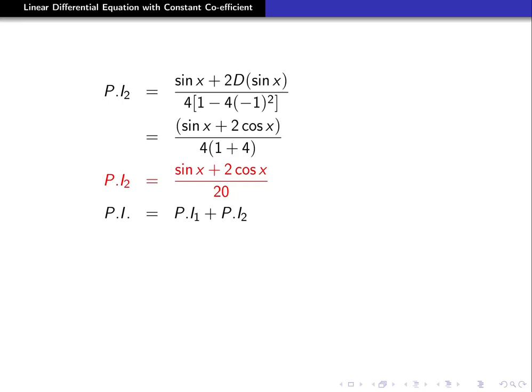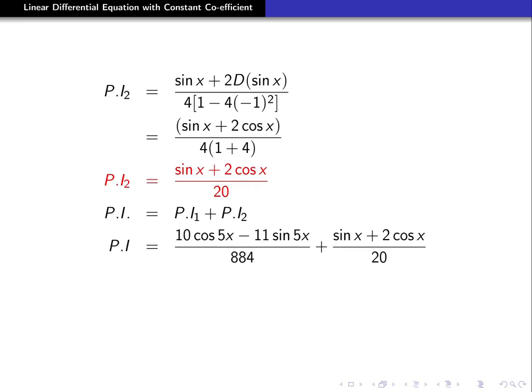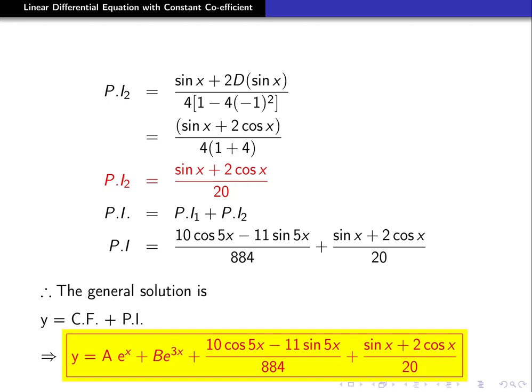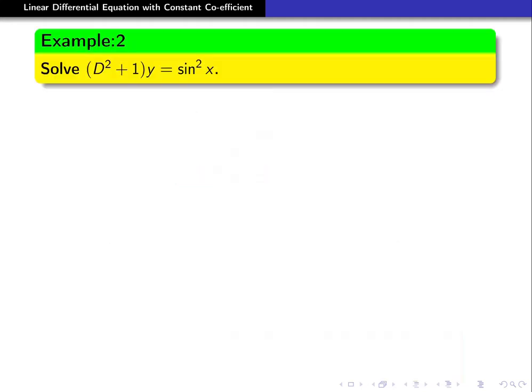Now we replace the values of particular integral 1 and 2. We'll get this. Therefore, the general solution is complementary function plus particular integral. So replace the complementary function and particular integral, and we will get the solution. So next, example number 2.